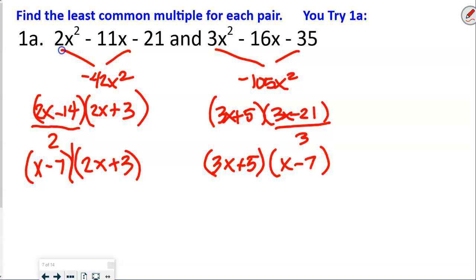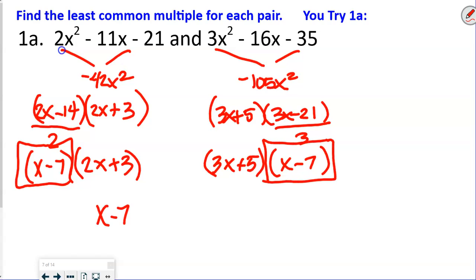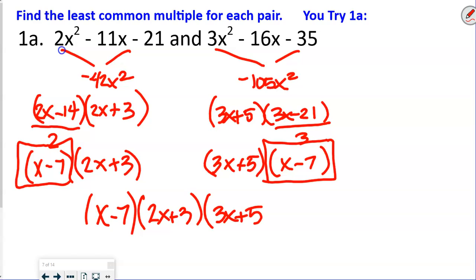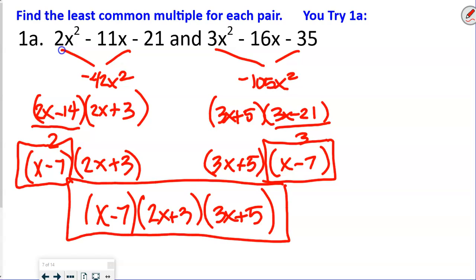So what is our repeated factor? It's right there. So we're going to write that one first. Then we're going to do our 2x plus 3 and our 3x plus 5. So once again, if I was looking for a common denominator and these two equations were in the denominator of two different rational expressions, then this would be my common denominator.